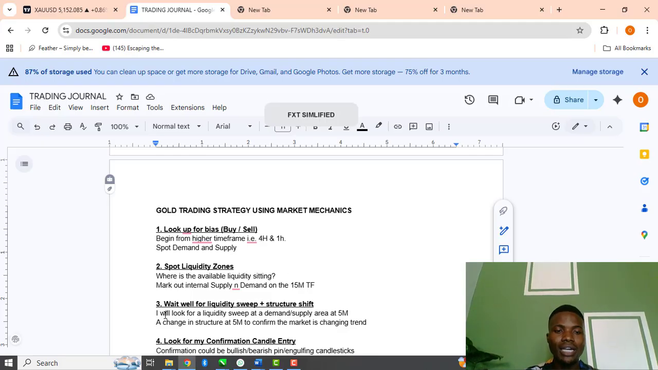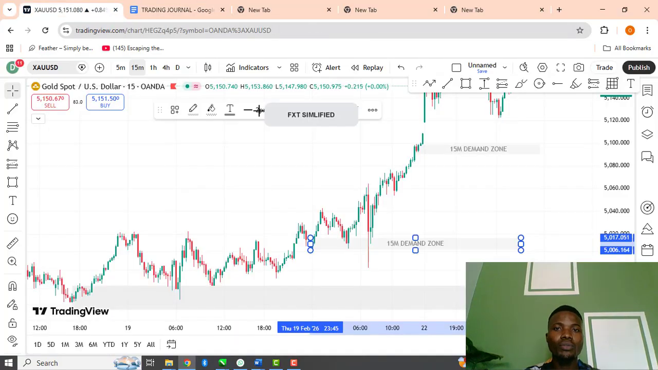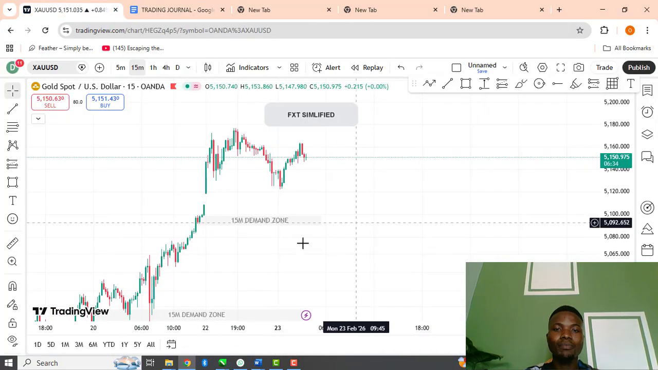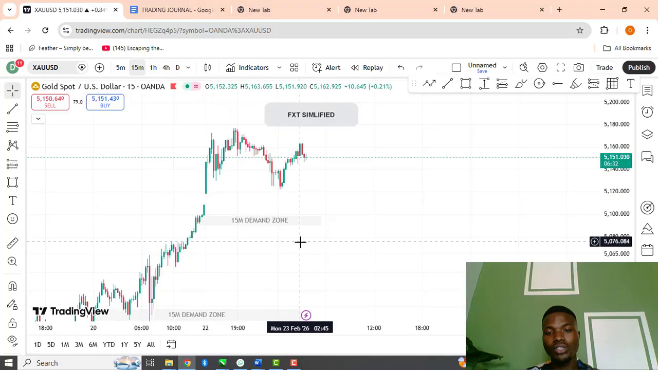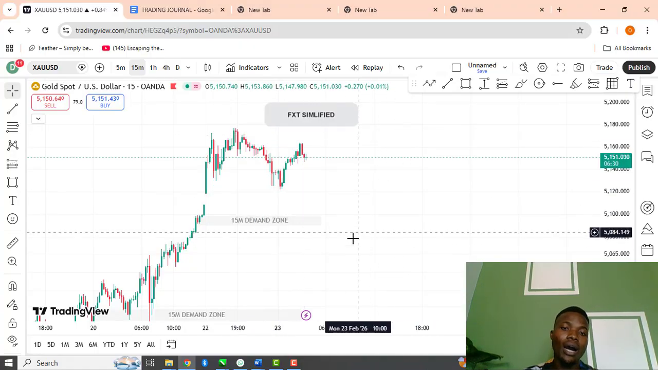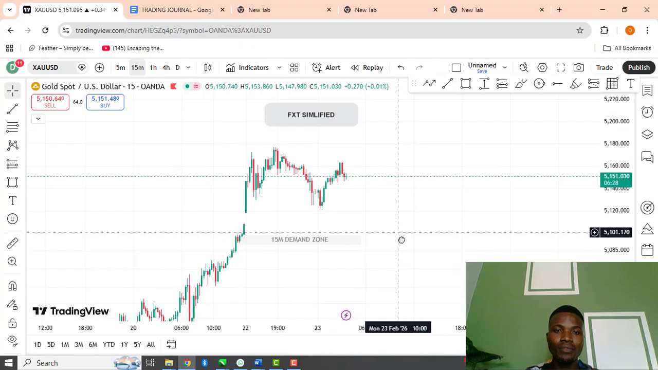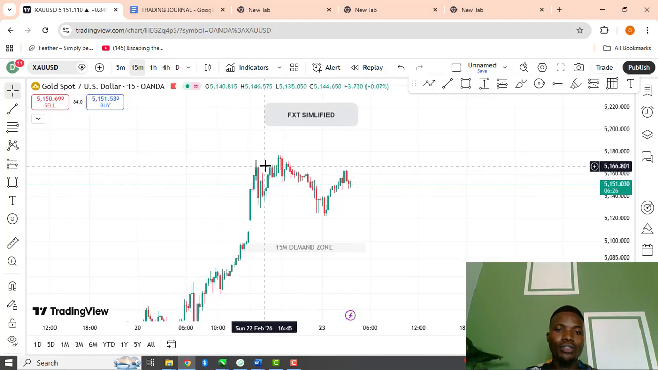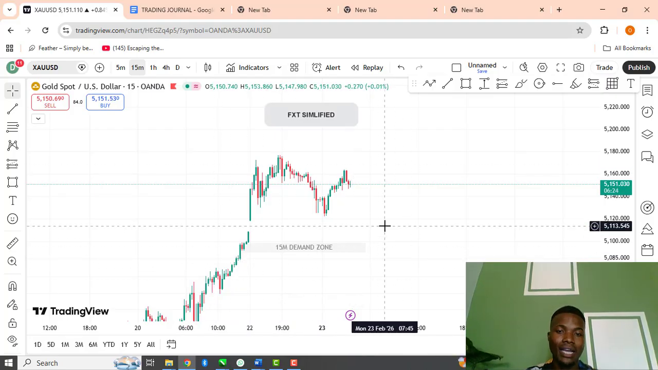So it means that I will look for a liquidity sweep at a demand or supply area at 5 minutes, and a change in structure at 5 minutes to confirm the market is changing trend. What this simply means is that as price is moving upward, it can also retrace before it continues the movement. All right, so right now we know that the bias of gold is actually buying.